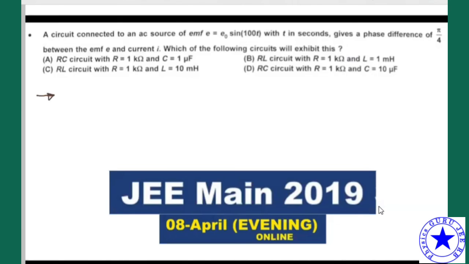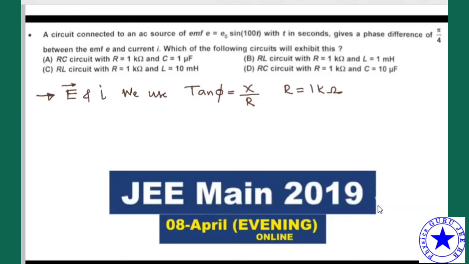So first, if I take number one, for the phase angle between E and I, voltage and current, what should I use? We use tan phi, which is equal to X by R. So here R is given in the problem; in all options R is equal to 1 kilo ohm.